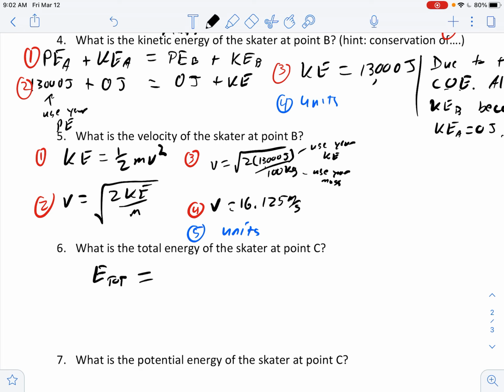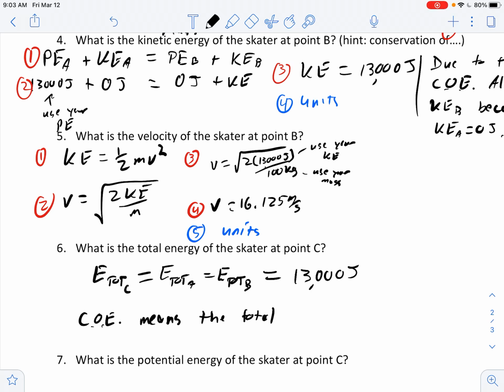Okay, well, the answer is it's going to be 13,000 joules because the total energy at C is equal to the total energy at A is equal to the total energy at B, and so on and so forth. All these values are exactly the same thing. Okay, it's 13,000 joules. And the justification: conservation of energy means the total energy remains constant at all points on the track.